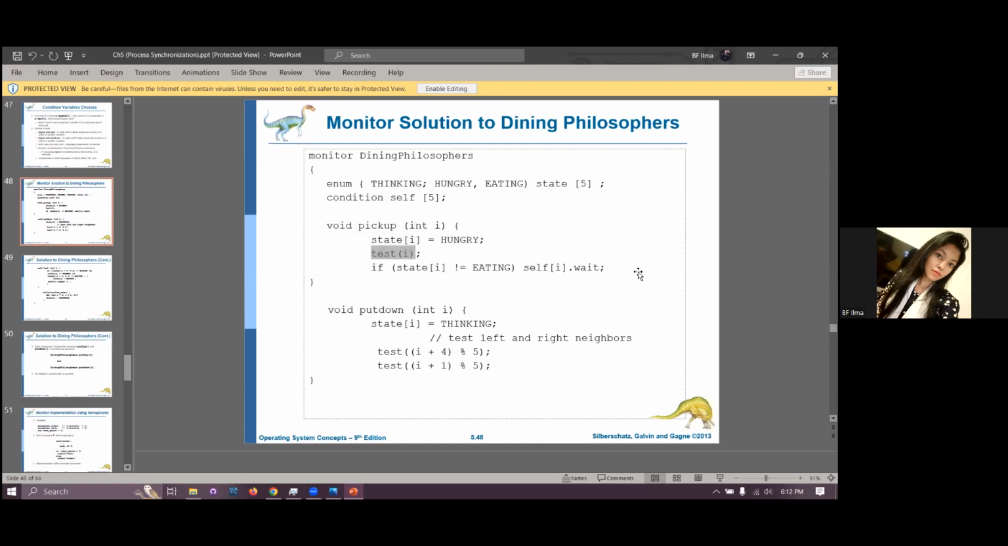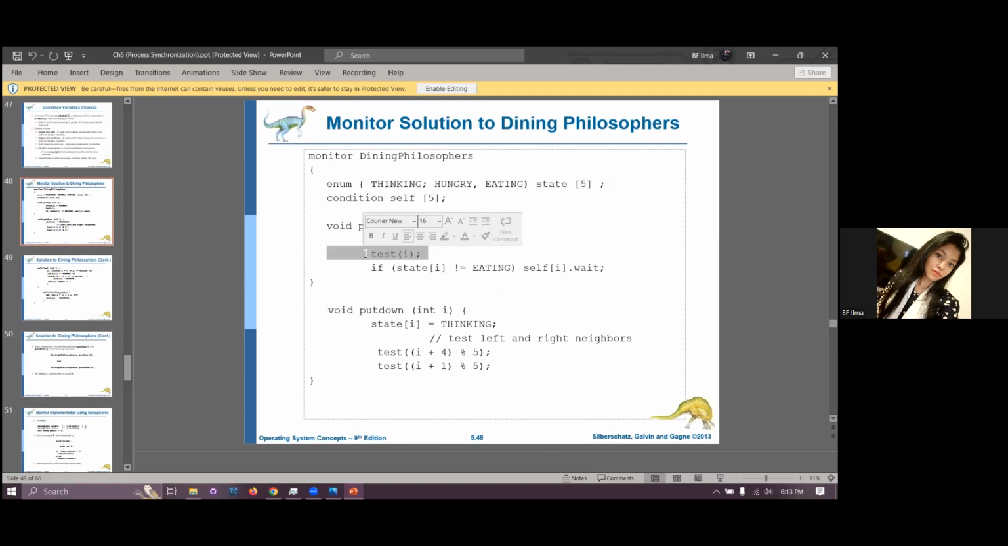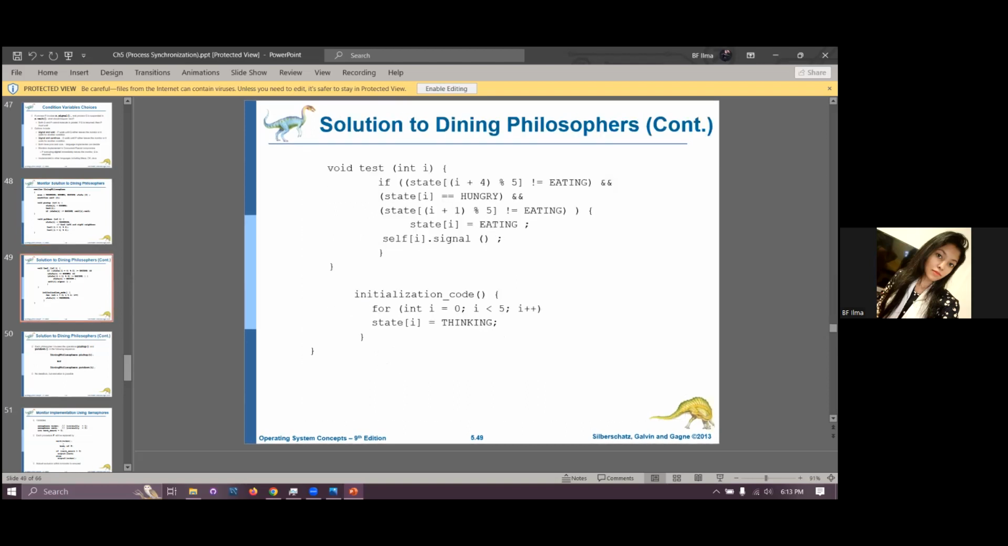This test method changes the state of Pi to eating only if the left side philosopher and the right side philosopher are not eating, and also if the philosopher in question is hungry as well. Otherwise it is kept on thinking. So test i is used to check both sides first, and only then will it change the state to eating.